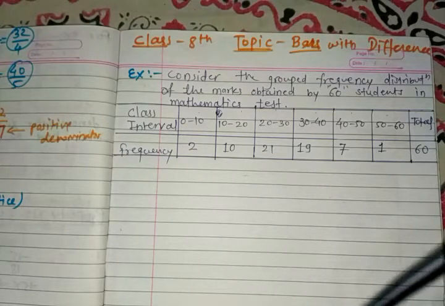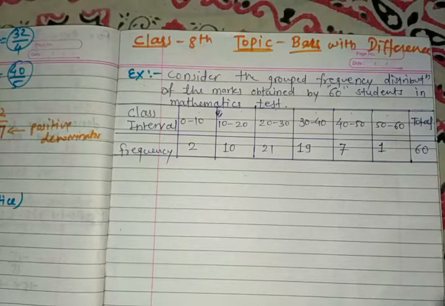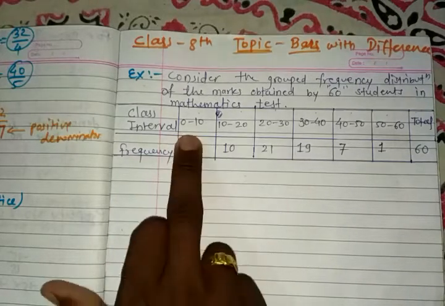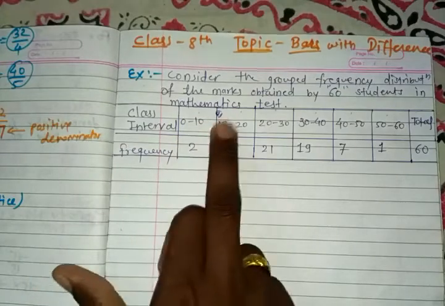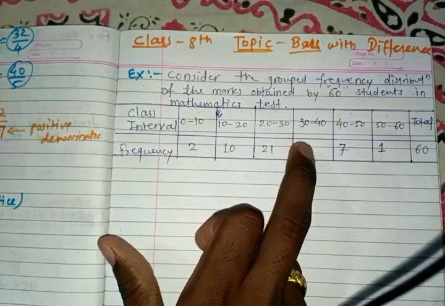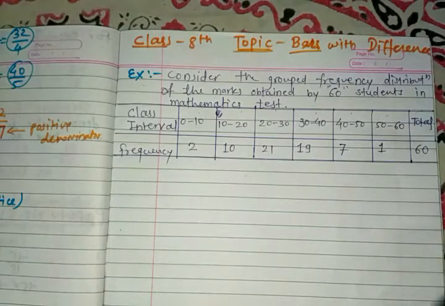In that grouping of the data, we have grouped the class intervals in a group, right? And in that group there is a continuation. Suppose in this also there is 0 to 10, 10 to 20, 20 to 30. There is no gap. Also we have seen class mark, right?